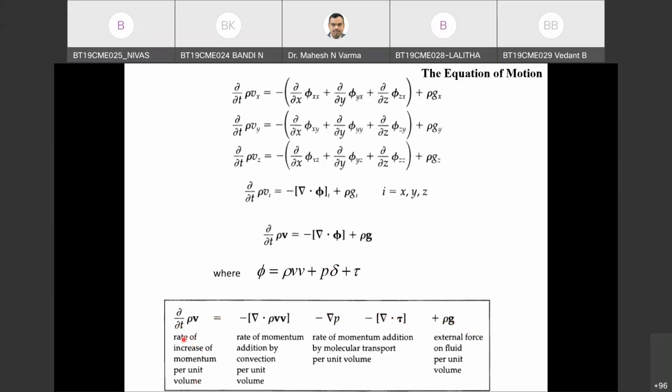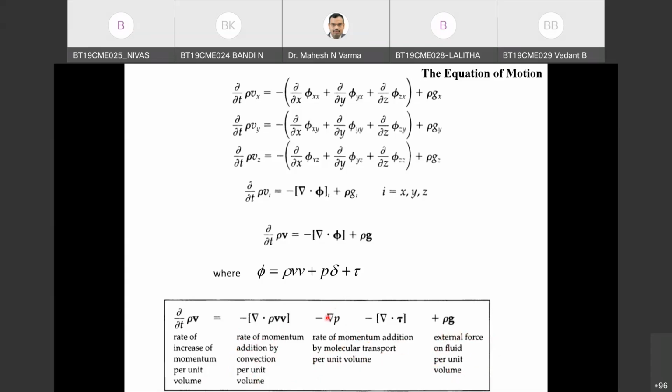This is the rate of increase of momentum per unit volume. This is called the convective term, which represents the rate of momentum addition by convection per unit volume. And this is the rate of momentum addition by molecular transport or conductive transport per unit volume. And this is all external forces acting per unit volume.